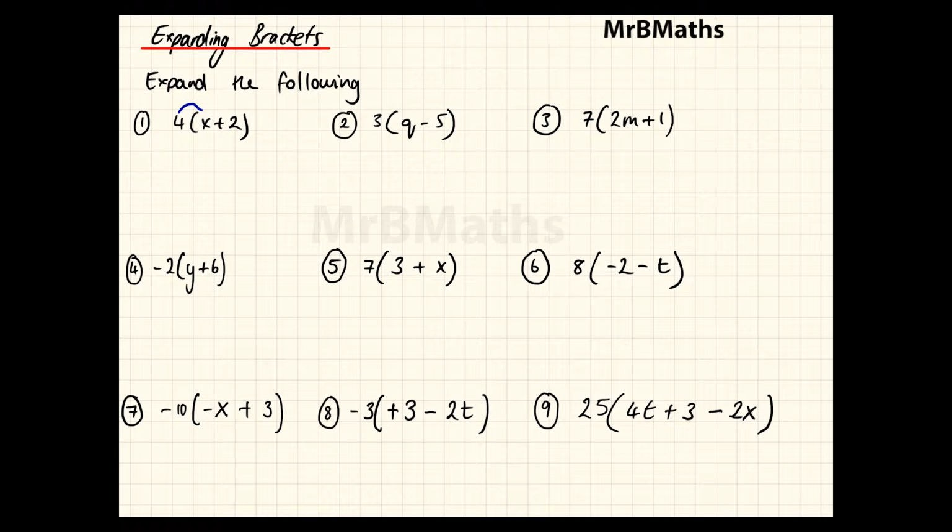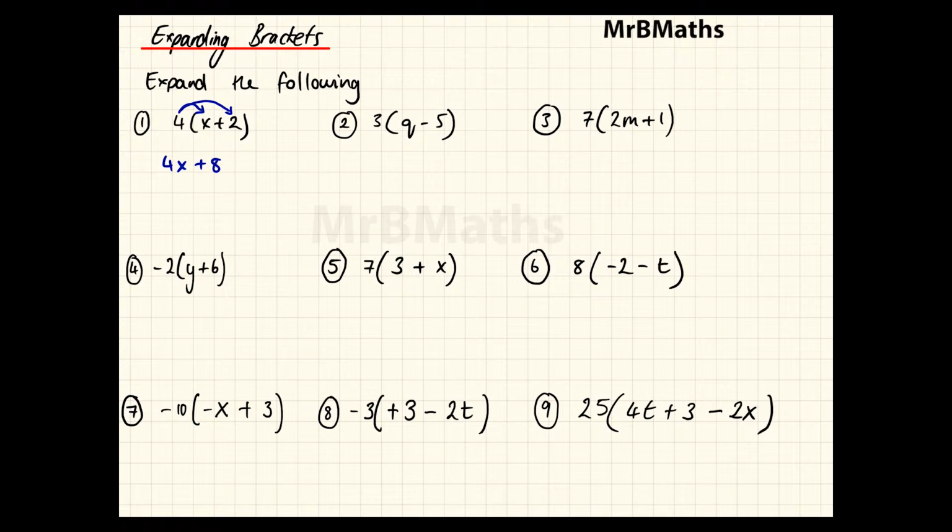So on the first one, I've got an arrow drawn to the x. So what this will mean is 4 times x. So 4 times x will give us 4x. I then draw another arrow to the second piece in the bracket, which is the plus 2. So 4 times plus 2, and that will be plus 8.